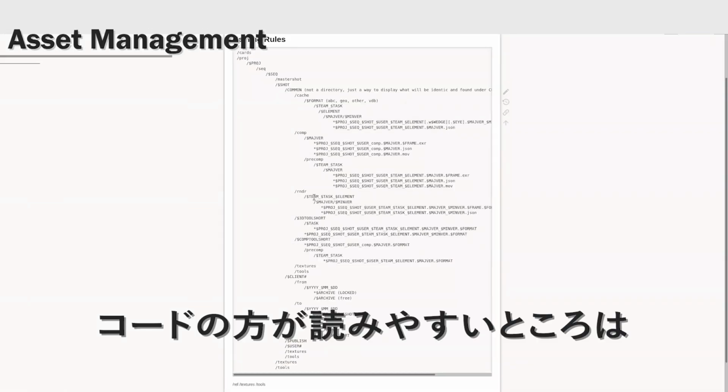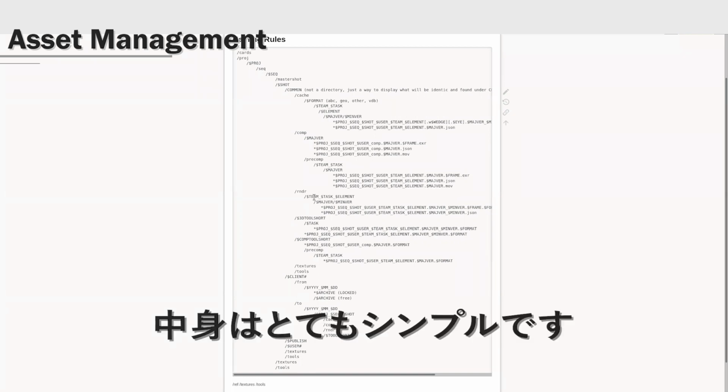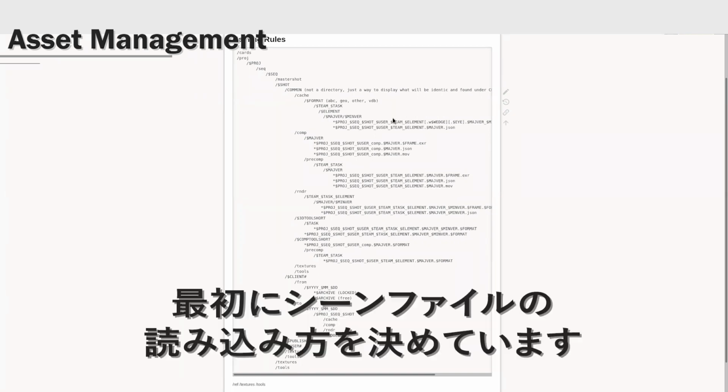It's written in a slightly code way, just because for us it's kind of easy to read, but it's fairly simple. So the very first thing we have decided was, okay, how are we going to call our scene file?